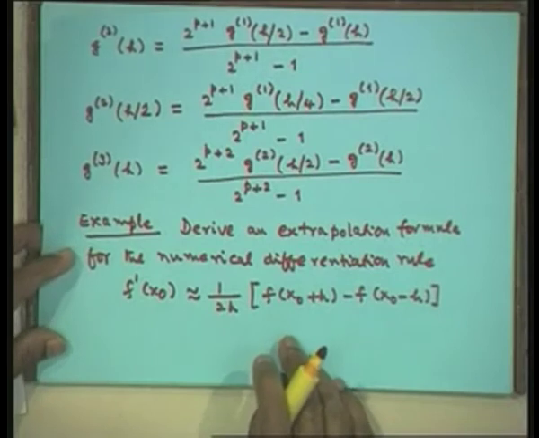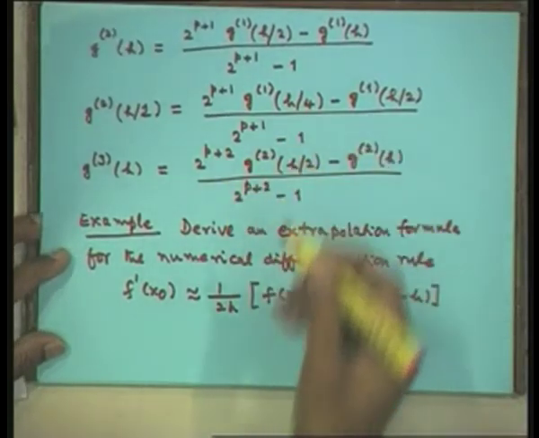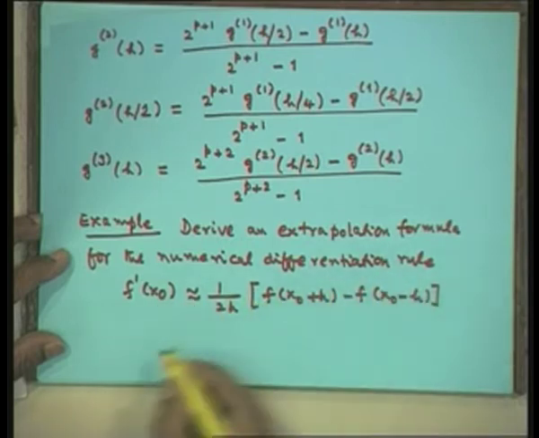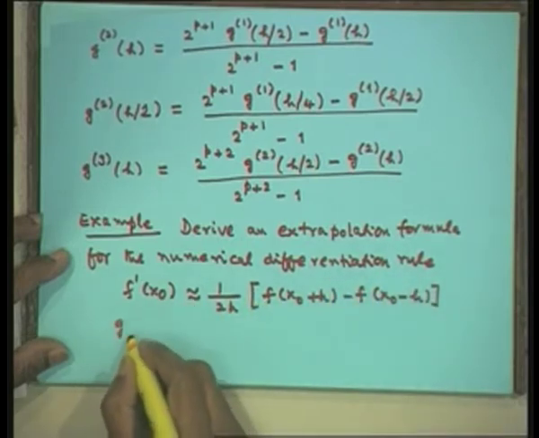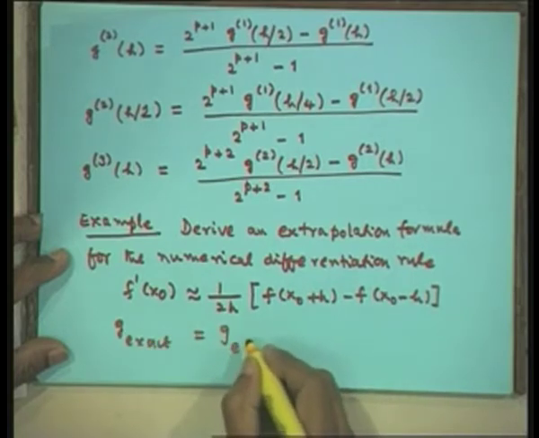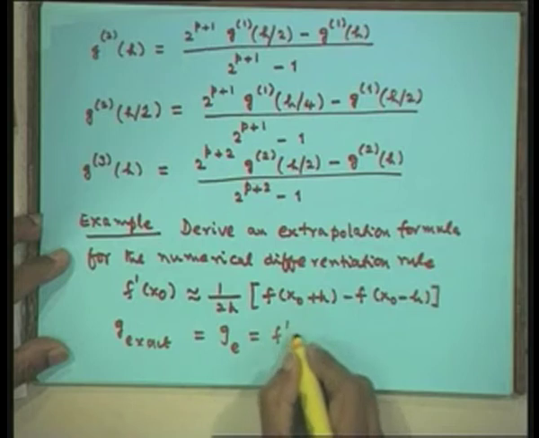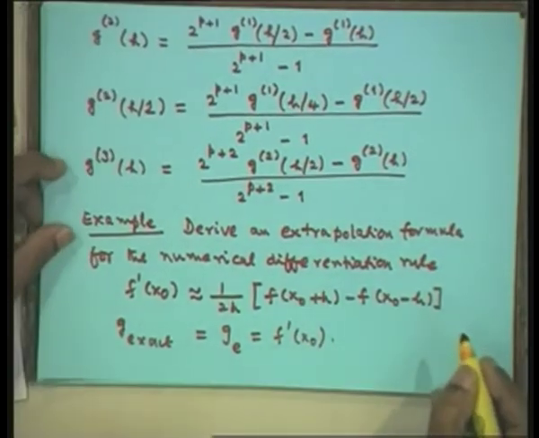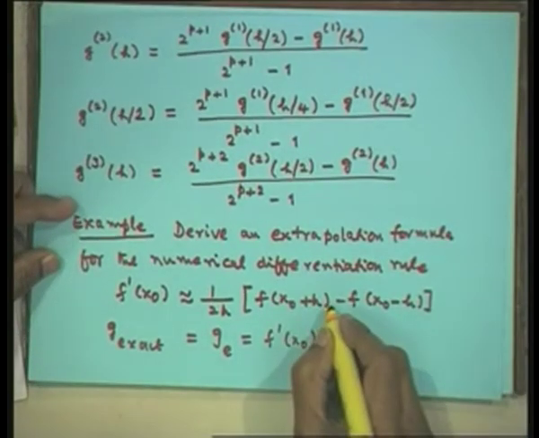Now, in the notation that we have used earlier, let f dash at x naught be denoted by g exact. That means, we are writing g exact, and let us call it g of e, is equal to f prime of x naught. Now, let us find the truncation error of this rule.